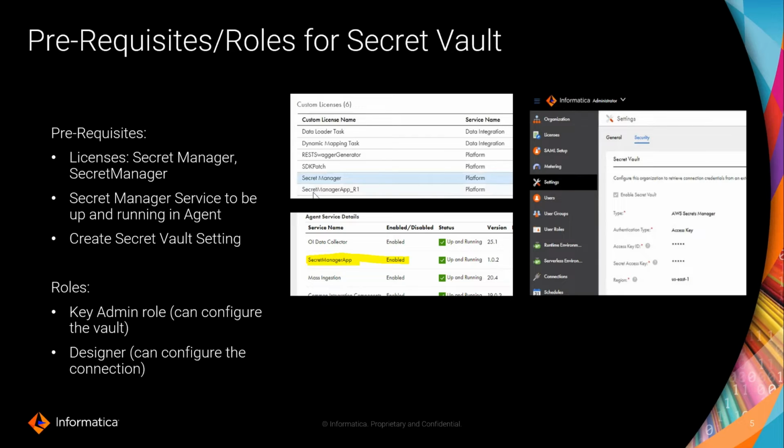There are two roles: a role that can configure the vault, and a designer that can configure the connection. The role that can configure the vault is key admin, similar to CMK, customer master key, as not every user should be configuring the vault. Only the key admin role will know the password and share only the secret ID with designers.